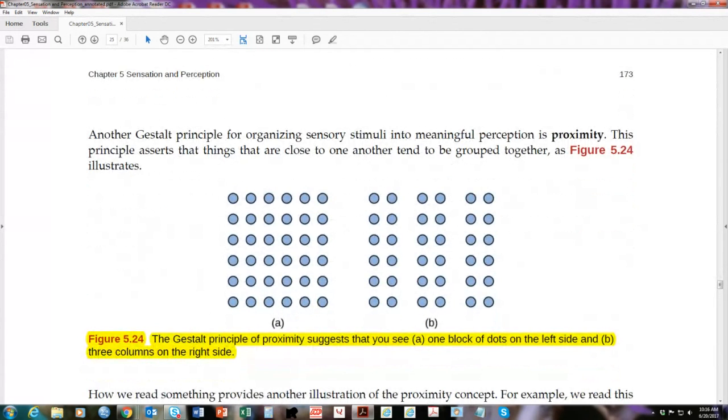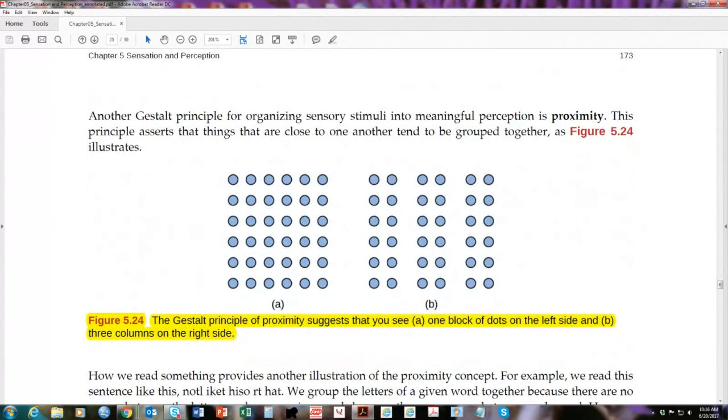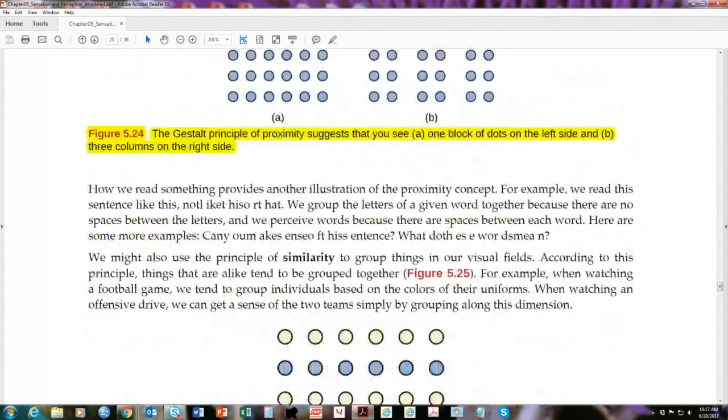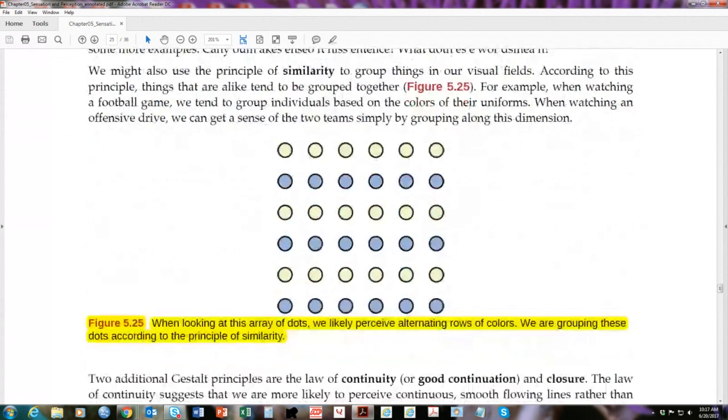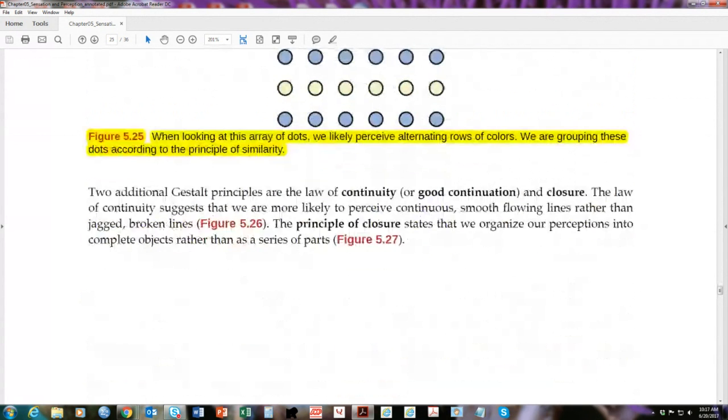Now, other principles, proximity, is just the idea that things that are grouped together get perceived as going together. So if they're close to each other in space, then they are perceived as going together. Things that look alike are perceived as going together. So if you see these rows of dots and they're different colors, well, the beige dots go together and the blue dots go together. So that's the principle of similarity.